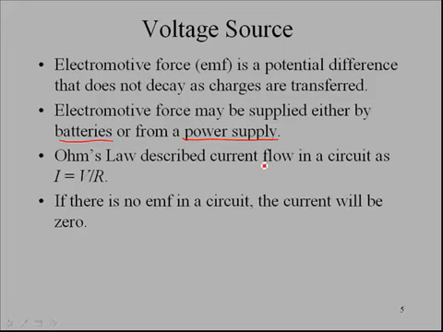Ohm's law describes current flow in a circuit as current equals voltage divided by resistance. If there is no EMF in a circuit, the current will be zero. So if this is zero, then the current will also be zero. So there must be EMF for there to be current flow.